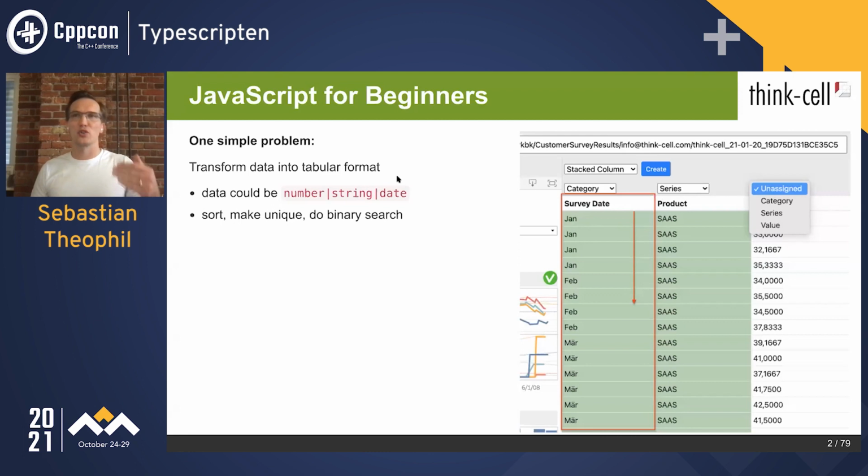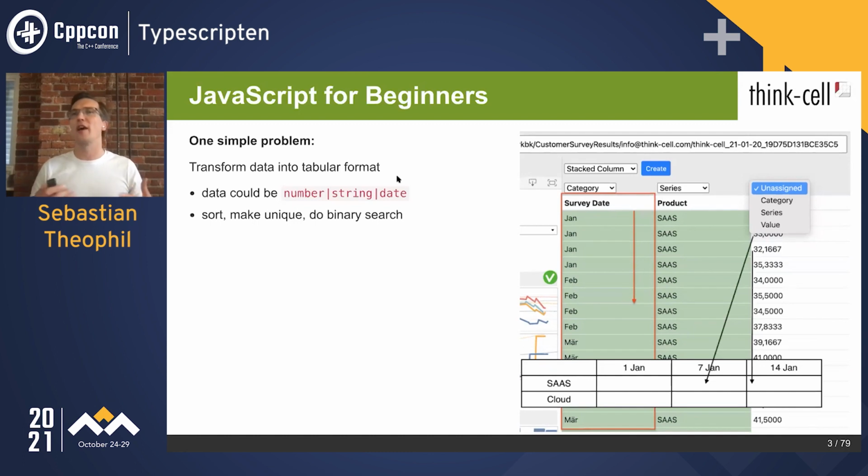So I have to sort all the category values. I have to sort the series values. I have to make them unique. And then I have to do a sequence of binary searches so I can find the right place in my data table where each individual data point must go. So not terribly exciting as a coding problem, to be honest. But it turned out that developing this in JavaScript, or rather in TypeScript, which is what I used, turned out to be surprisingly difficult.